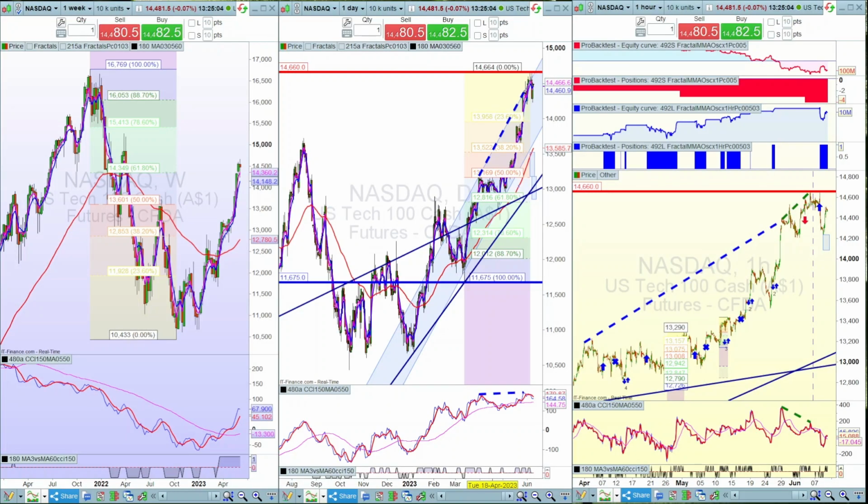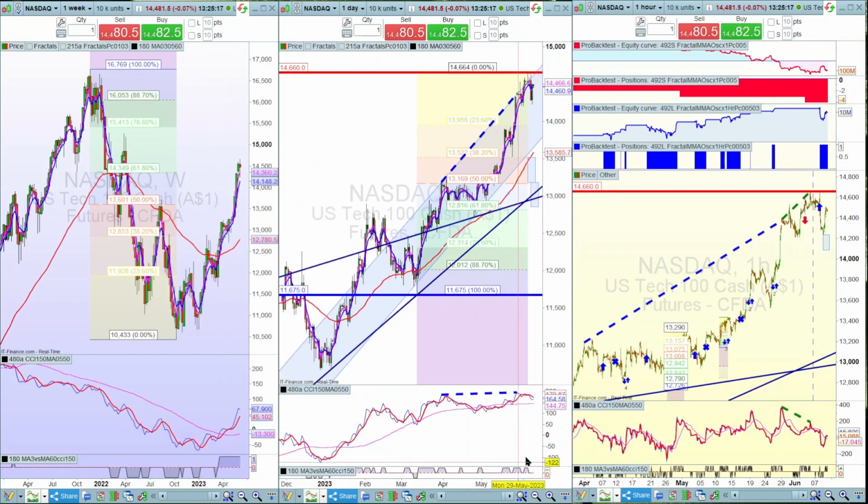Today is June the 9th, 2023. This is the NASDAQ price update. You can see here we're in a bullish momentum on our weekly and we're broken down into a neutral positioning. So let's look at each of these.